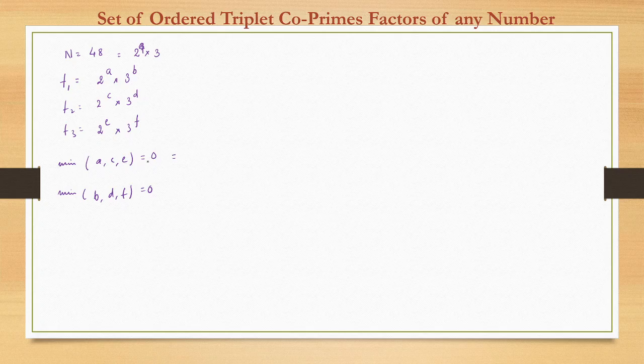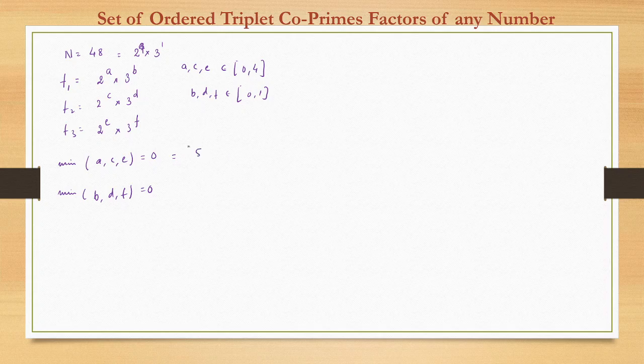Now, in how many ways can ACE take at least a value of 0? So see here, ACE can take values from 0 to 4, right? 4 is the index, and BDF can take values from 0 to 1. Power is 1 only. So for ACE, A can take 5 values, 0, 1, 2, 3, 4.